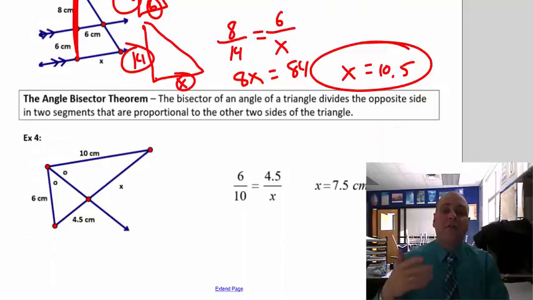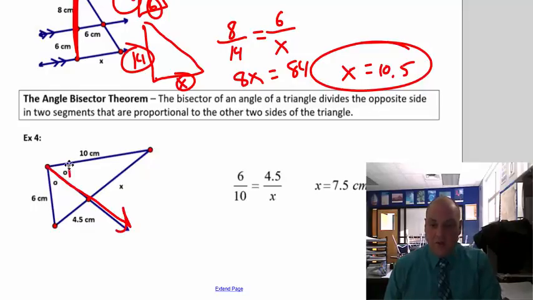All right, the angle bisector theorem is very simple. We're going to fly through this one. The angle bisector theorem says the bisector of an angle of a triangle divides the opposite side into two segments that are proportional to the other two sides of the triangle. So if this is the angle bisector, see how the angle was cut into two congruent angles. Then that angle bisector splits this side into proportional sides to the other two sides. So these are going to be proportional to these pieces here.